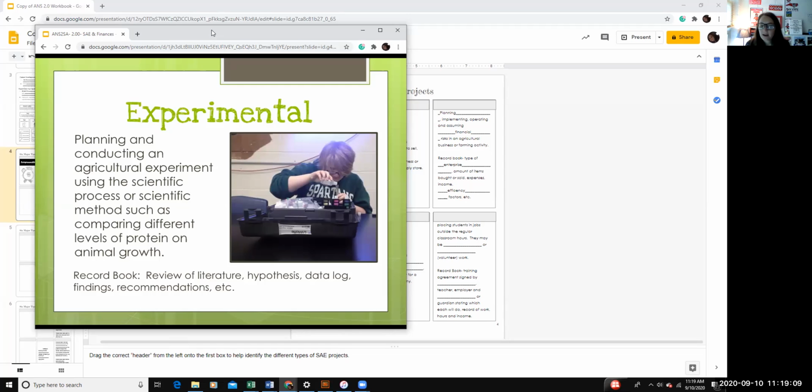But if you're somebody that likes to experiment, this is a good SAE to have because you can just do different experiments, experiment with plant growth. Maybe you want to see if plants grow as well using Gatorade for part of their watering cycle and not all water. There's different things that you could try if you were interested.